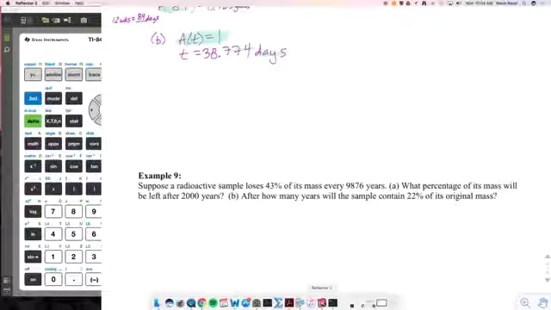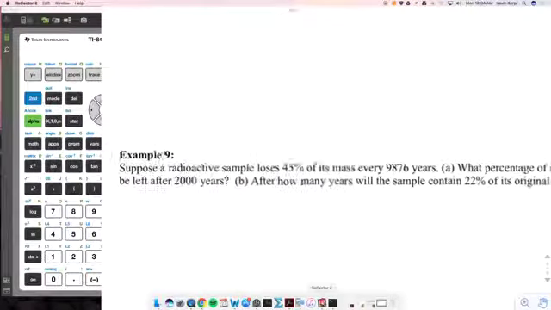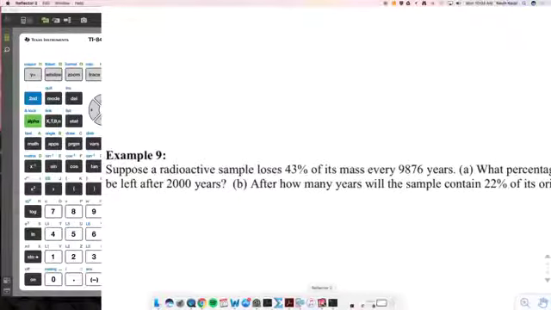Oh, it's not even a half-life. Yeah, you're right. I can't even talk about half-lives. It's 43% life is 9876. Yeah. So the point, Santiago, is we don't know what this is, nor do we care. We have enough information to write a mathematical model, believe it or not.